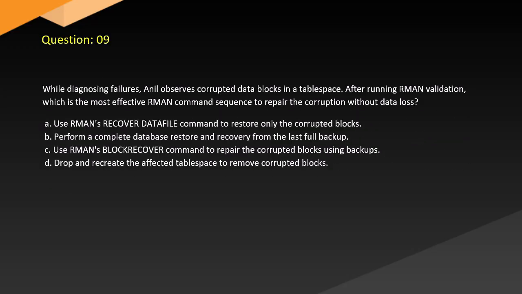Question 9. While diagnosing failures, Anil observes corrupted data blocks in a tablespace. After running RMAN validation, which is the most effective RMAN command sequence to repair the corruption without data loss? A. Use RMAN's recover datafile command to restore only the corrupted blocks. B. Perform a complete database restore and recovery from the last full backup. C. Use RMAN's block recover command to repair the corrupted blocks using backups. D. Drop and recreate the affected tablespace to remove corrupted blocks.